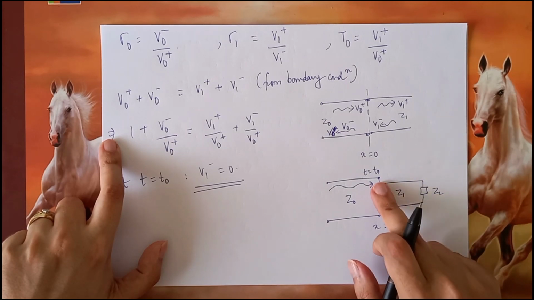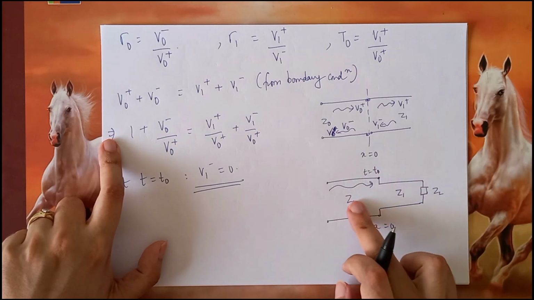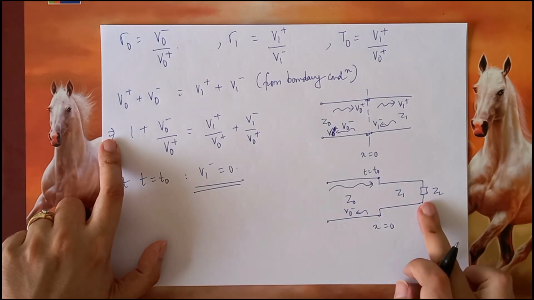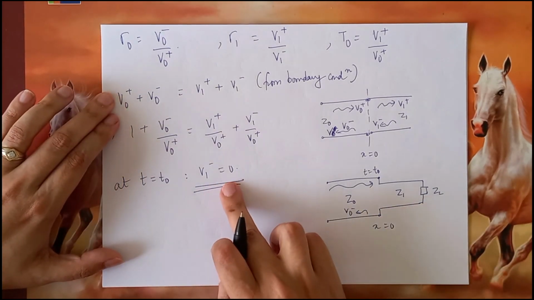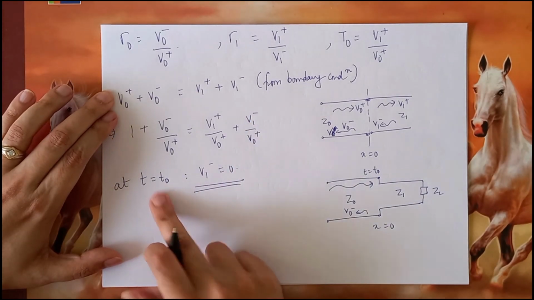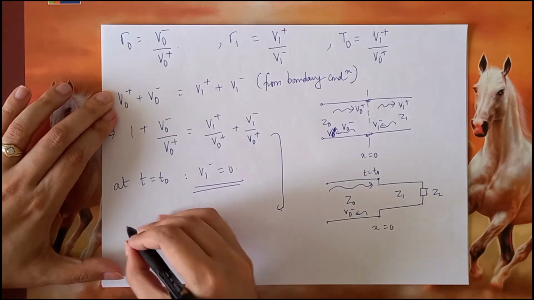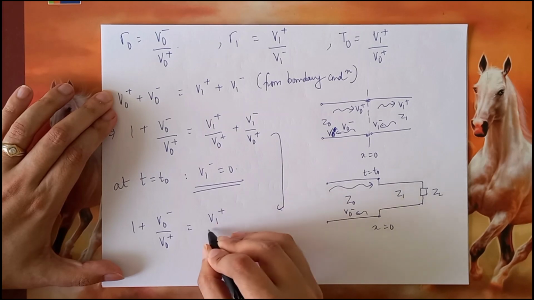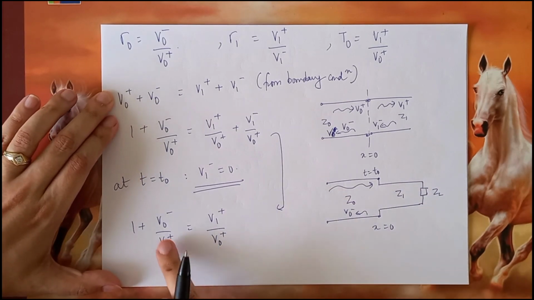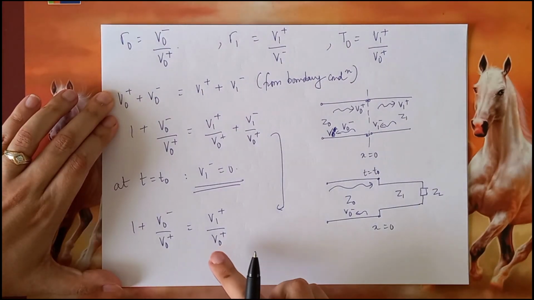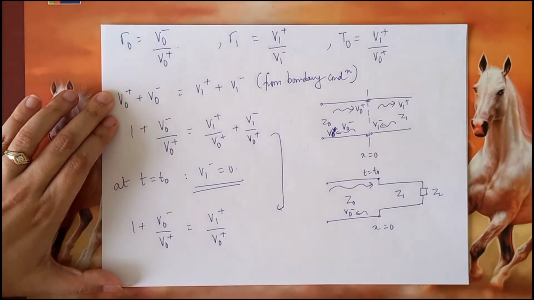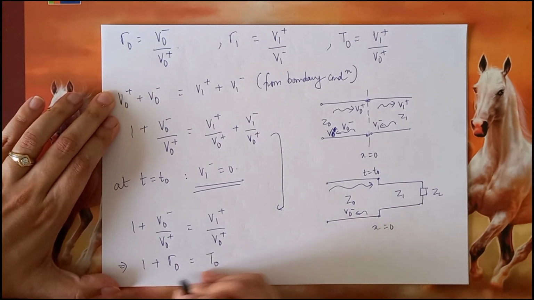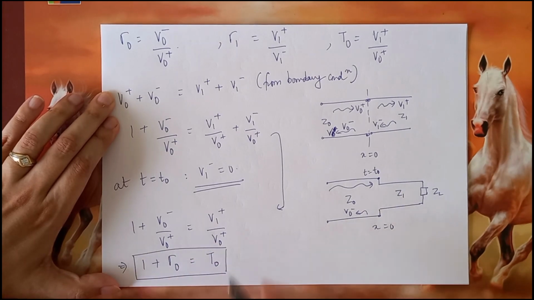At Z0, the reflection is taking place. So the reflected wave will start in the Z0 line, that is the V0 minus. This will start, but not V1 minus. So therefore, V1 minus can be made as 0 only at this time. So therefore, this equation becomes 1 plus V0 minus by V0 plus equals V1 plus divided by V0 plus. What is this? This is gamma 0. And this is T0, the transmission coefficient. This is what we are seeing.